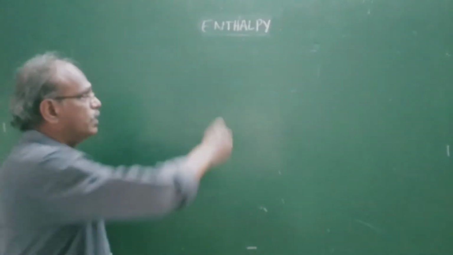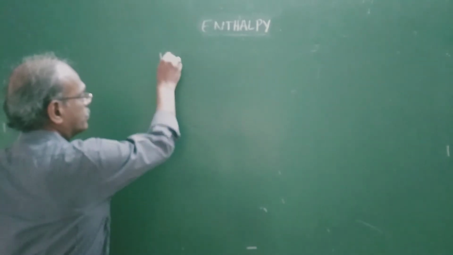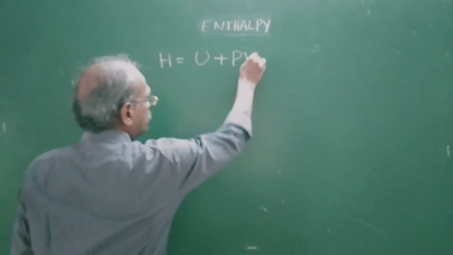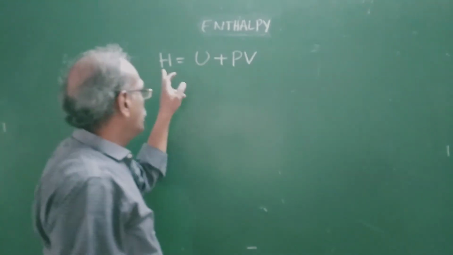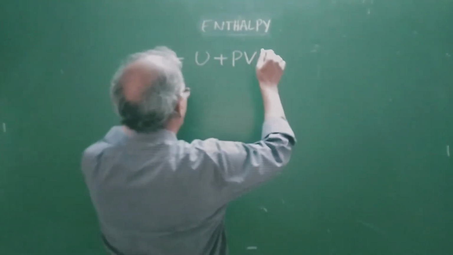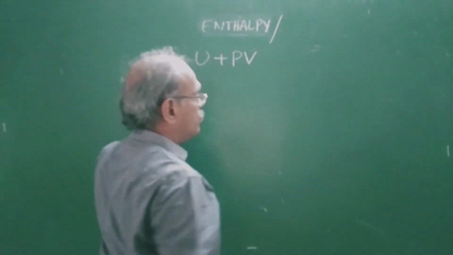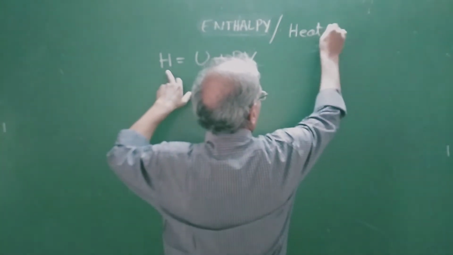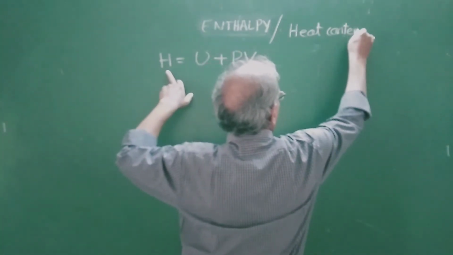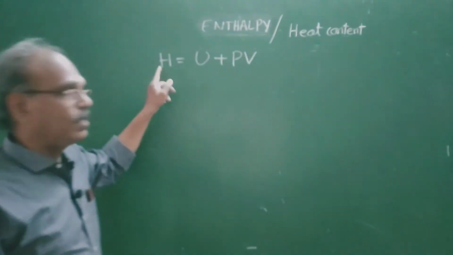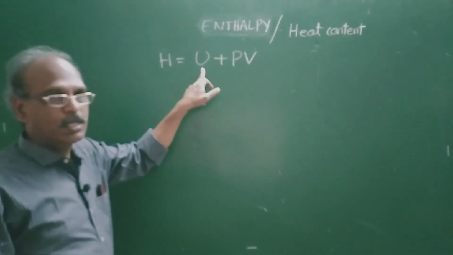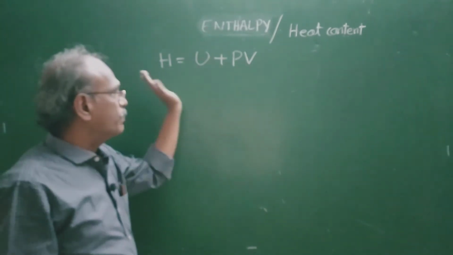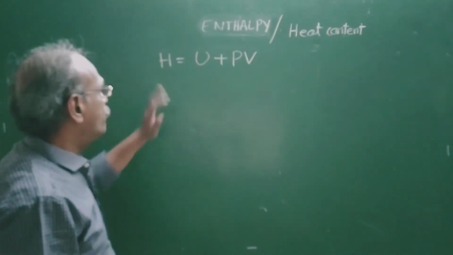Enthalpy is defined as H equals U plus PV. Enthalpy is denoted by H because, according to the old version, it is called the heat content of a system. U is the internal energy, and PV is work done. So this is the enthalpy of a system.